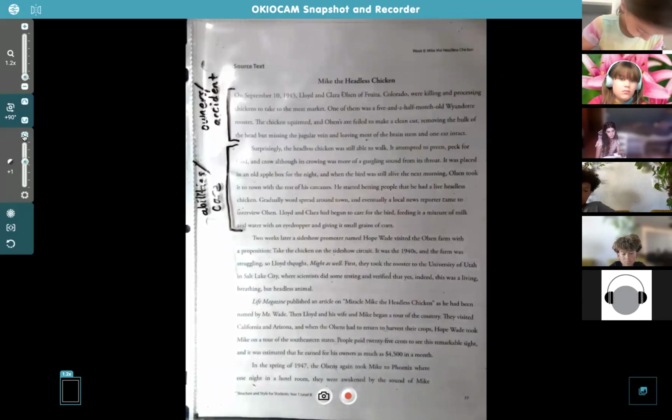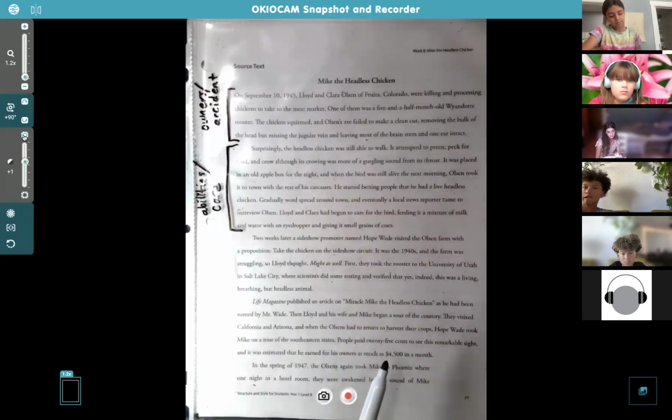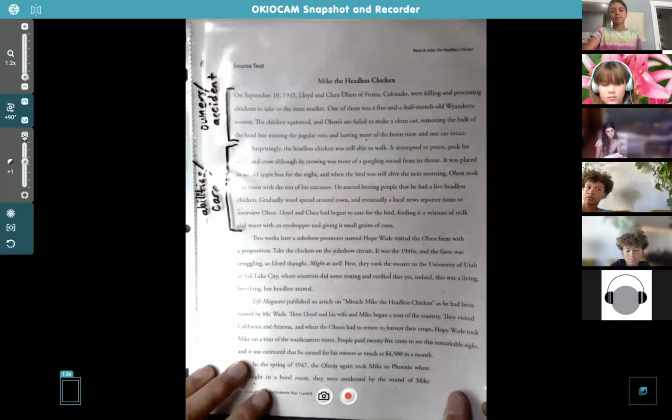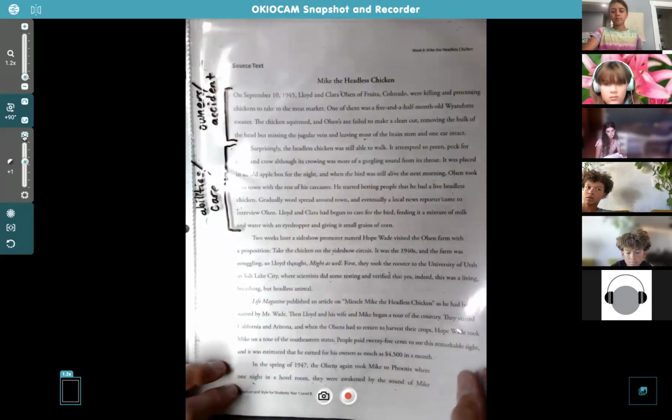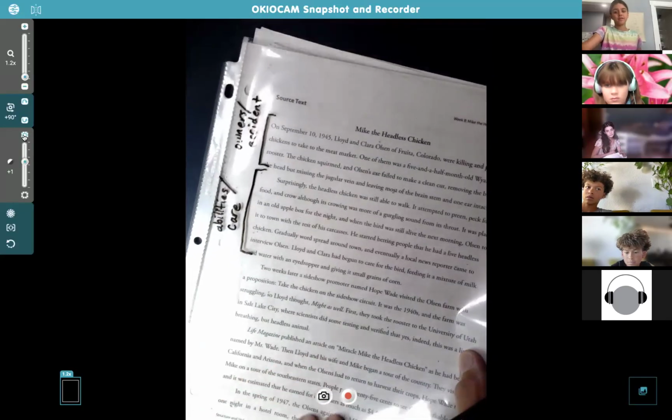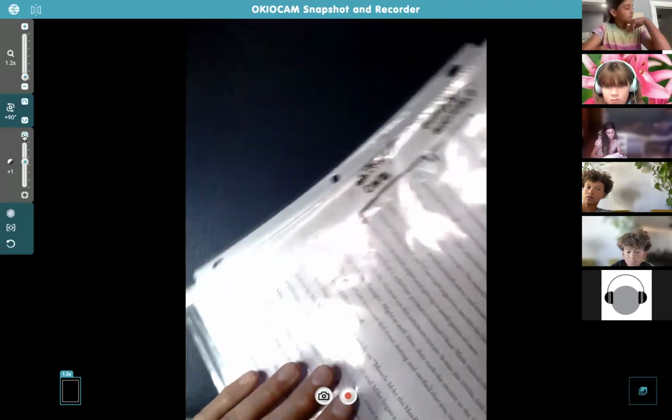And remember, this is the early 1900s, 1945. So $4,500 a month was a lot of money. I mean, it's still pretty decent now, but especially way back then. Inflation and stuff happened. Yep, inflation. There you go.